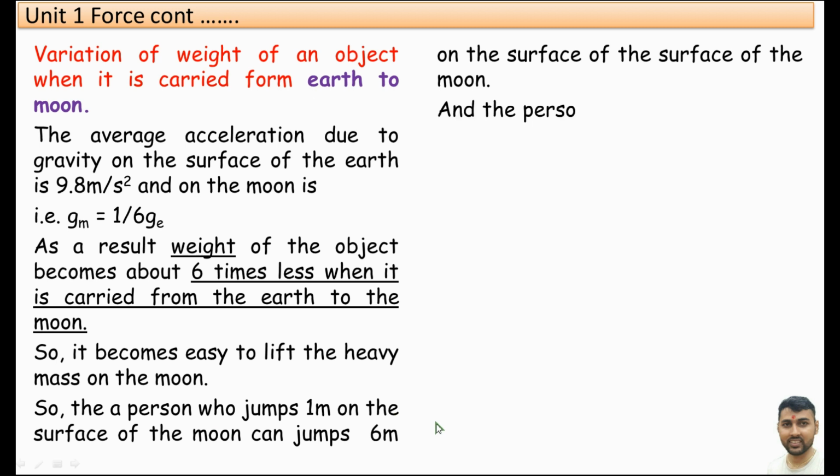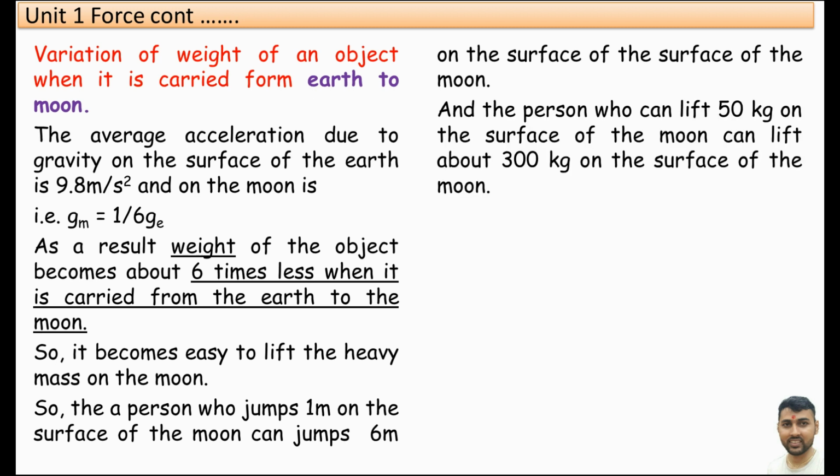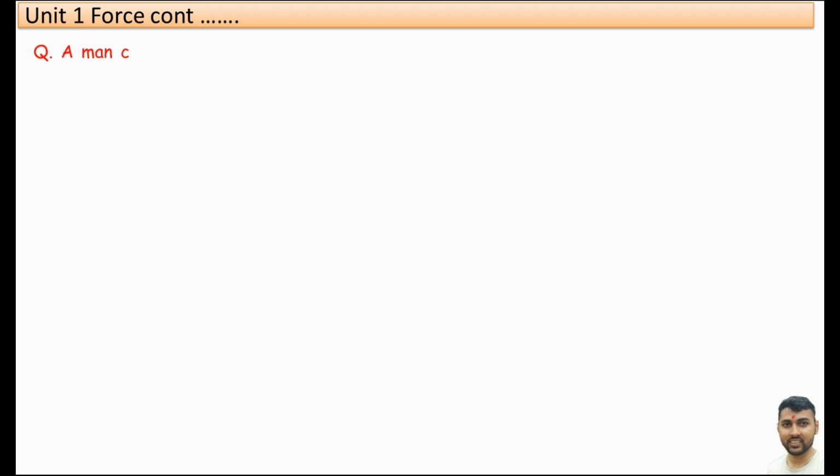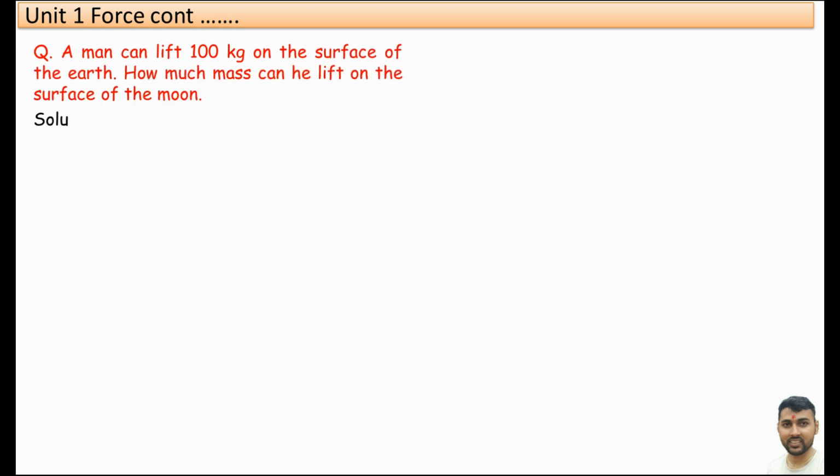So when a person can jump 1 meter on the surface of the earth, he can jump 6 meters on the surface of the moon. And the person who can lift 50 kg on the surface of the earth can lift about 300 kg on the surface of the moon.